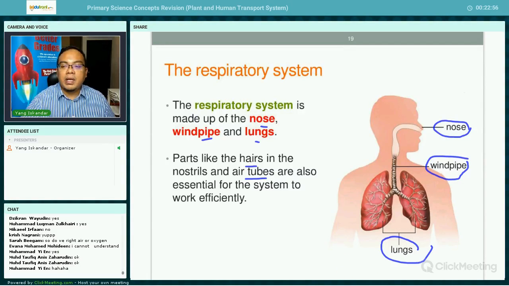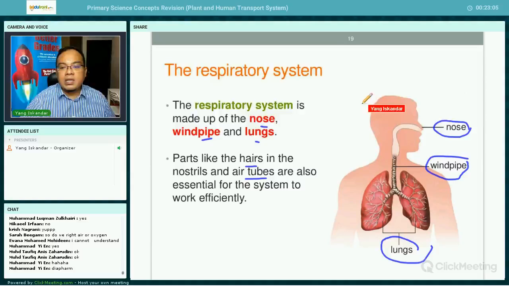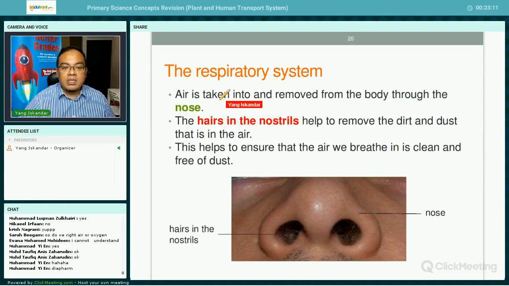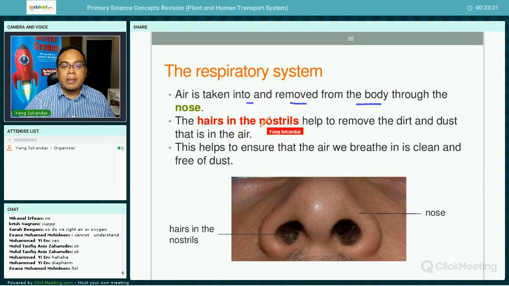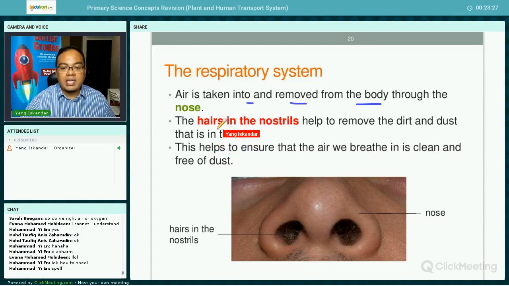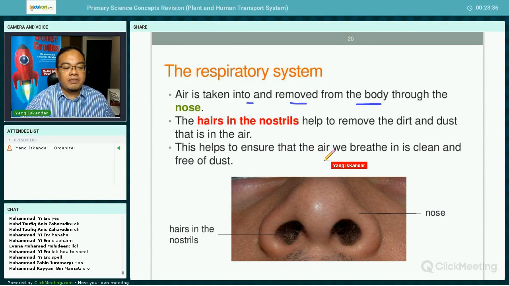Of course, the system is much more complicated than that. If you are learning science or biology at secondary school, JC, or university, you will learn the different kinds of parts. So the air is taken into and removed from the body through the nose. The hairs in the nostrils help to remove the dirt and dust that is in the air. So the hair in the nostril is also very useful. It has a certain function. This helps to ensure that the air we breathe in is clean and free of dust.